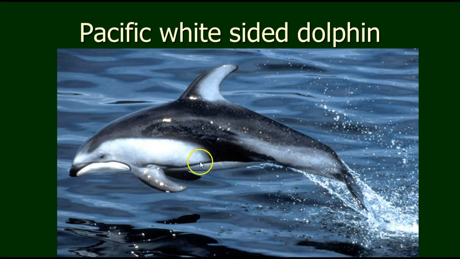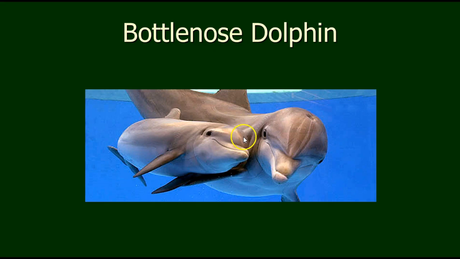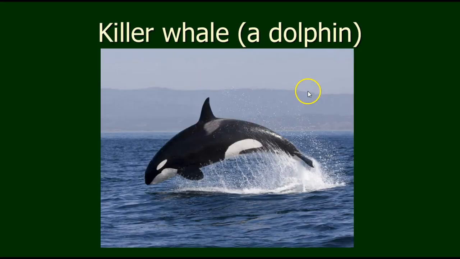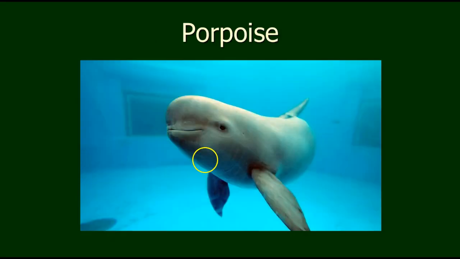So here's a Pacific white-sided dolphin. These are going to have teeth. Your typical bottlenose dolphin. Here's a pilot whale, which is in fact a dolphin. You can see that weird lens-shaped head there. Killer whale, still considered a dolphin, or you can consider dolphins toothed whales. You can kind of go back and forth on either one. And here's a porpoise, again, still pretty much considered a dolphin.